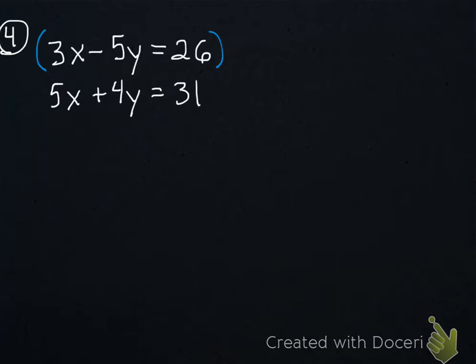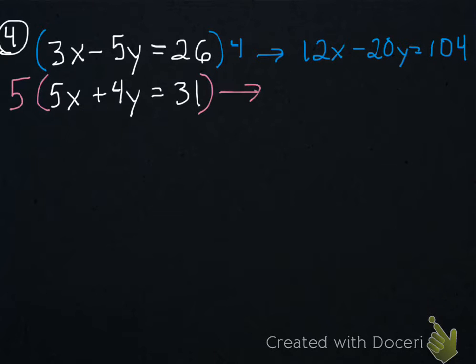So the top equation I would have to multiply by 4, and the bottom equation I would have to multiply by 5. So let's do the top equation first. So I'd have 12x, 3 times 4 is 12, minus 20y equals 104. Okay, now let's do the bottom equation. We said we'd have to multiply it by 5. So 5 times 5, I'd have 25x plus 20y equals, and 5 times 31 is 155.